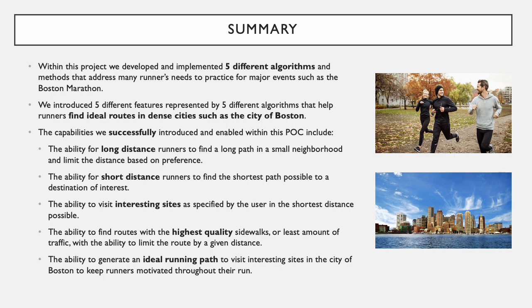The first was the ability of long-distance runners to find long paths given a certain distance. The second is the ability for short-distance runners to find the shortest path given a certain distance. We also included the ability to visit interesting sites based on the user's input of which sites they wanted to visit. In addition, we included the ability for users to find the highest quality paths based on the sidewalks or the least amount of traffic, depending on the user's input.